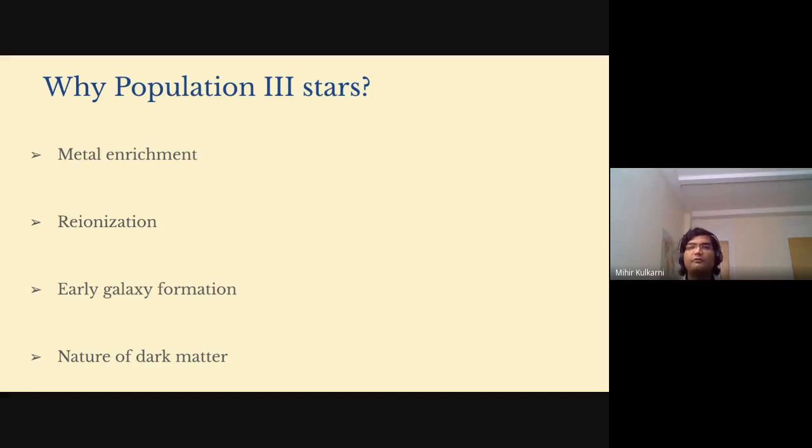Again, the properties of first stars and metal enrichment from them affect early galaxy formation. So the properties of the first galaxies and second generation stars, etc., depend on the properties of first stars, as well as we can constrain the nature of dark matter based on the constraints that we can put on population 3 stars.